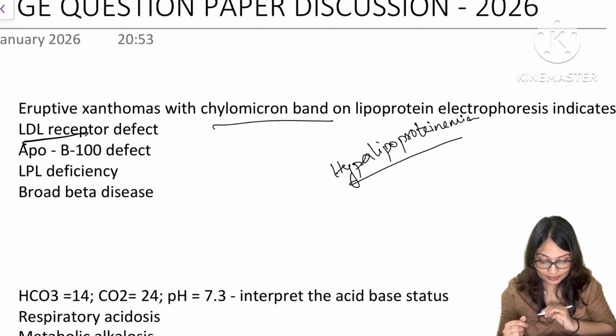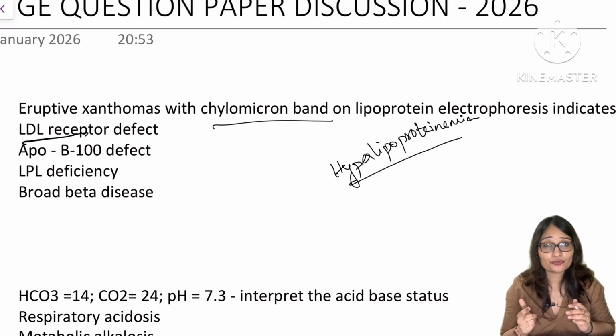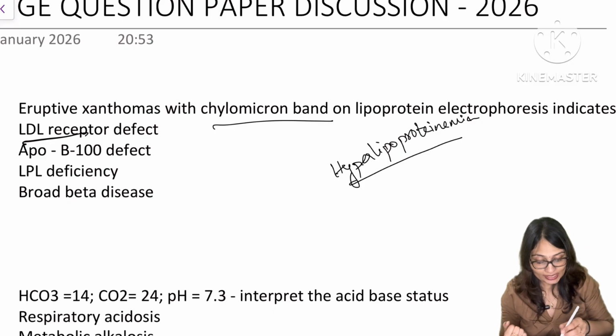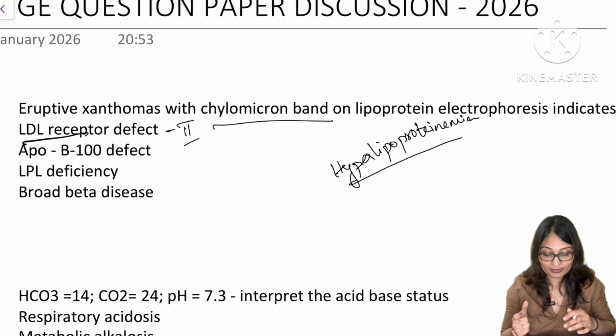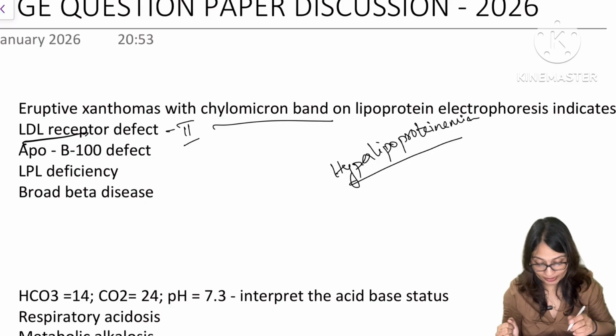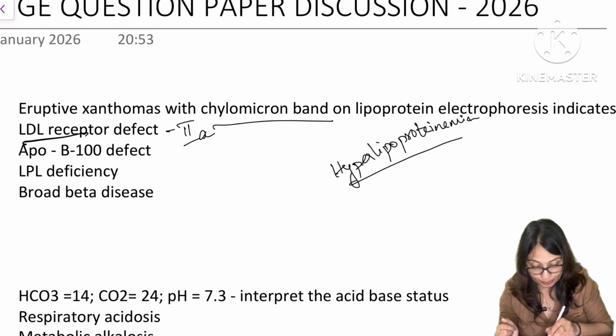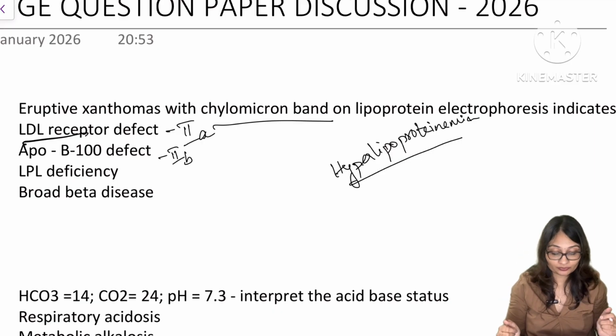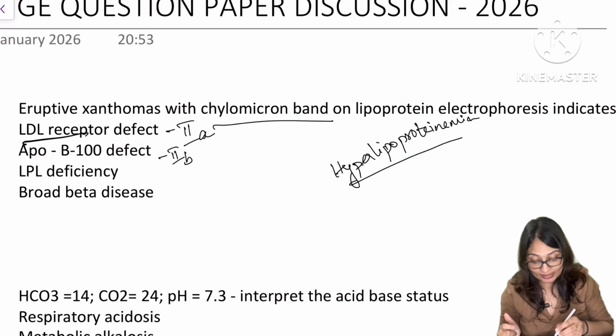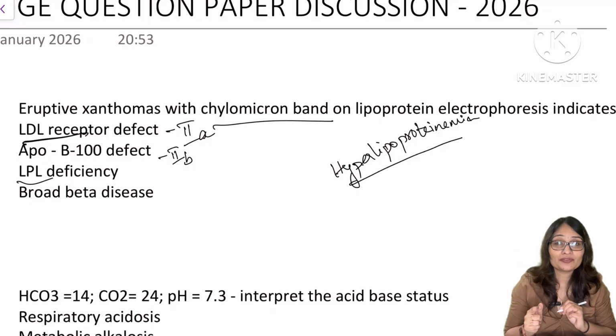One is LDL receptor defect. So what type of hyperlipoproteinemia is it? It is type 2 hyperlipoproteinemia. If you remember, this is type 2, and to be specific, this is type 2A, and ApoB100 defect comes under type 2B hyperlipoproteinemia.